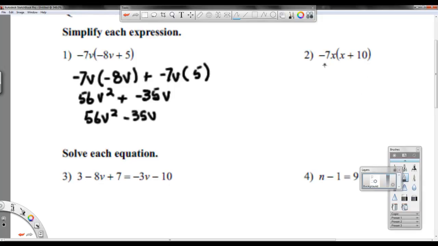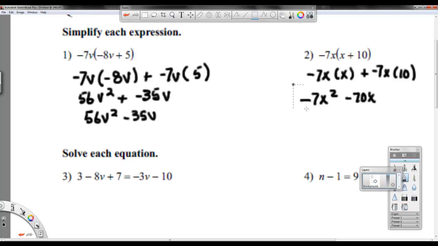Okay, for the next one it's kind of the same thing. I've got 7x times an x plus a negative 7x times 10. Negative 7, and then x times x is x squared, then I have a negative 7 times 10. That would give me a negative 70x. So those are your two answers for problems 2 and problem number 1.